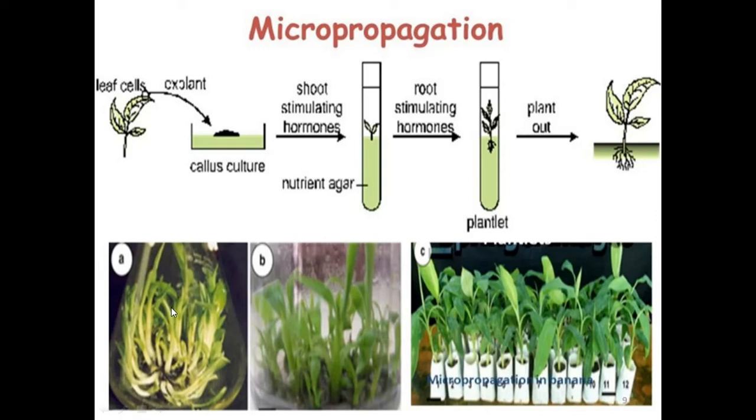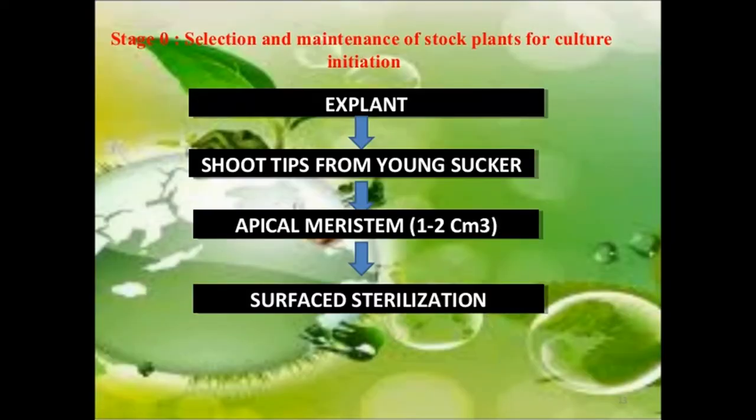Okay, see these are the diagrams. Here, first one is the shoot initiation, then the root initiation, and these are the plants that are ready for the plantlets. Okay, now the selection and the maintenance of the stock plant for the culture initiation is like, first we take the stock plant, then the shoot tip from the younger sucker, then the apical meristem, then 1 to 2 centimeter, and then we can surface sterilize it.